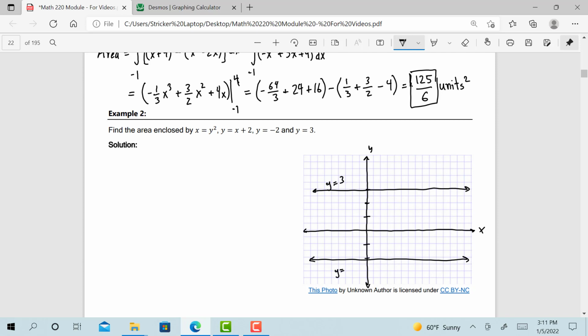y equals negative 2. And then we had that line, with some interesting points. One of them was at negative 4, negative 2. And then another one was at 1, 3. And that line went between those 2 points.